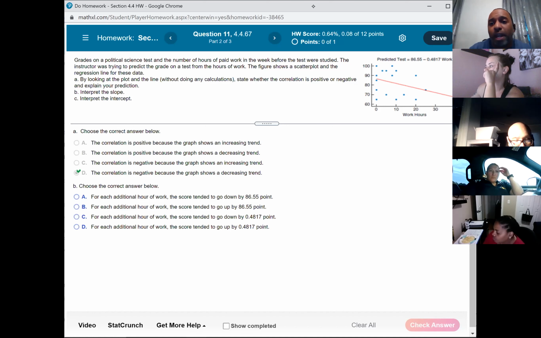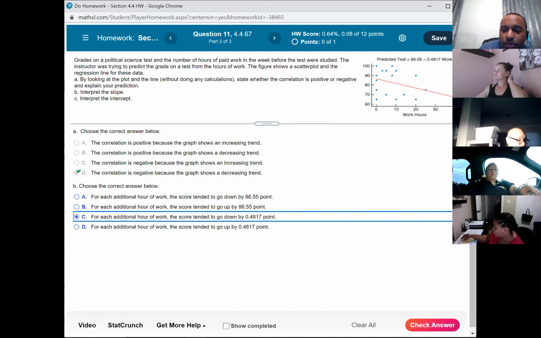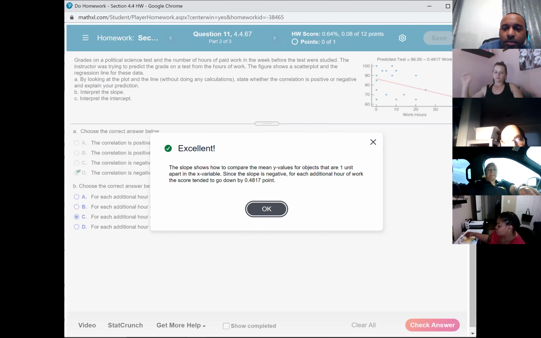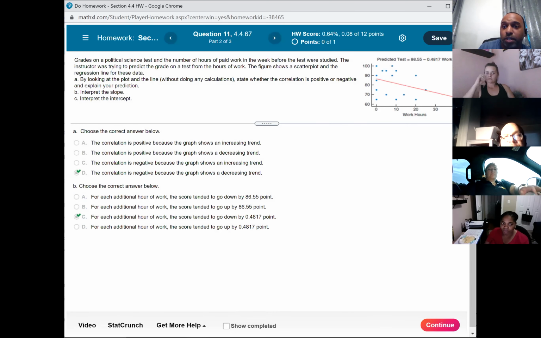So that 0.4817 is your slope. And that's going to be what it goes up and goes down by. So it says for our work, the score tended to go down by 0.4817 point. That should be it right there. Yep, excellent. And we said down because it was negative and the trend is going down. All right, somebody was saying something?